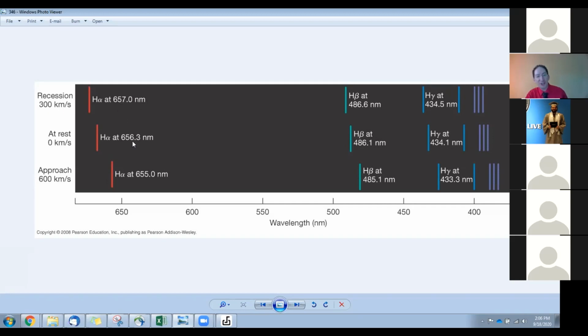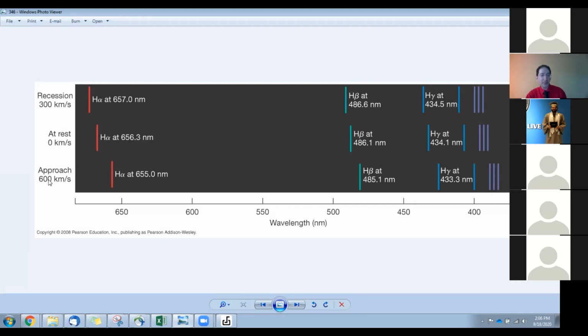And it changes at just less than a nanometer. But remember, the speed of light is 300,000 kilometers per second. So this is 1,000th the speed of light, so it's just a small change. And they all have the same fractional change. If it's moving away, then the waves are stretched out, so they're longer.